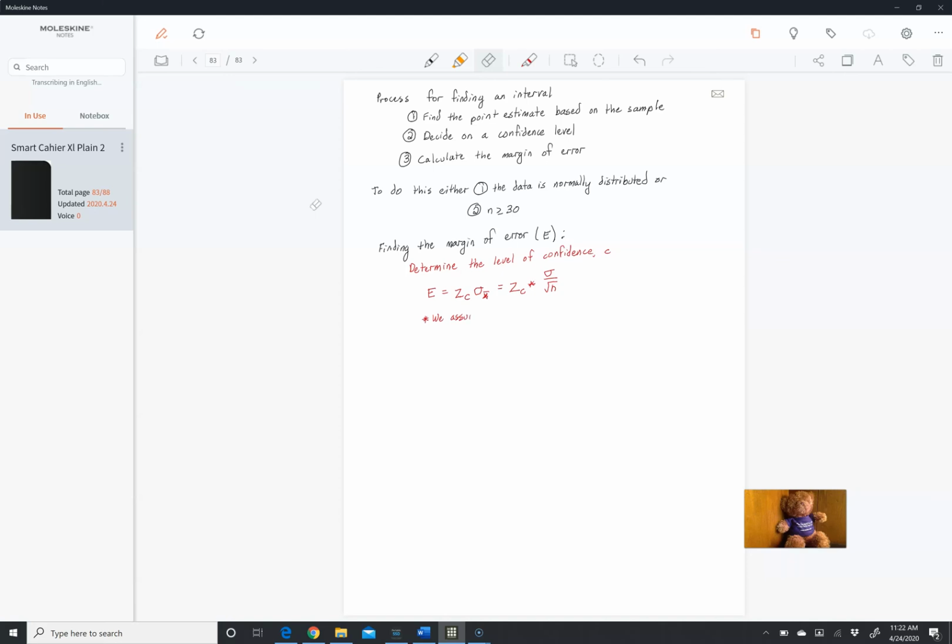If you don't know this, and again, it'll be given to you if you're doing a problem, then we can't use this method. Okay, and just to give you a preview, it's really not that much different if we don't know sigma, okay? So don't panic. This is the population standard deviation.